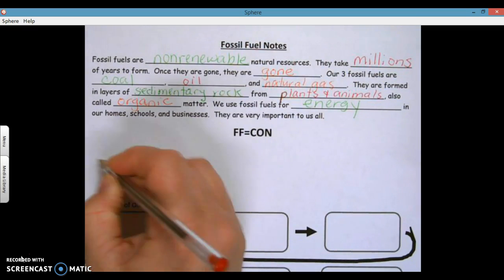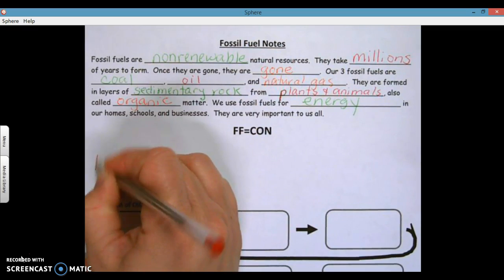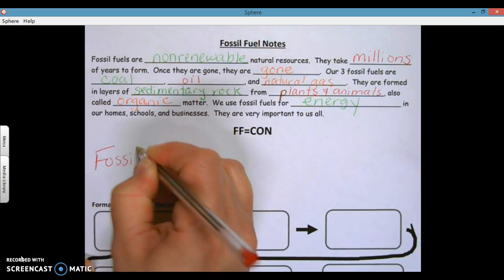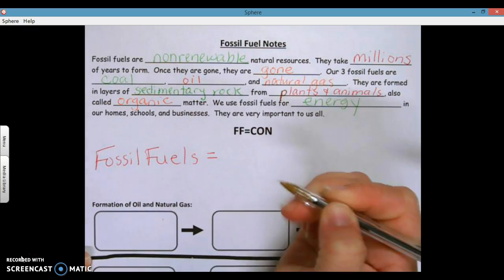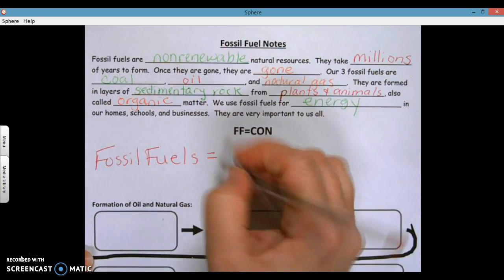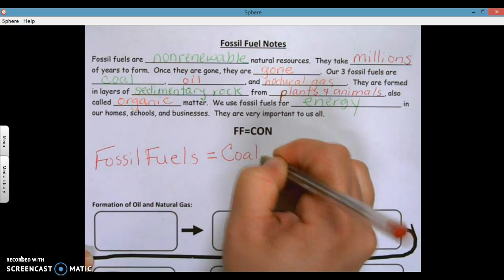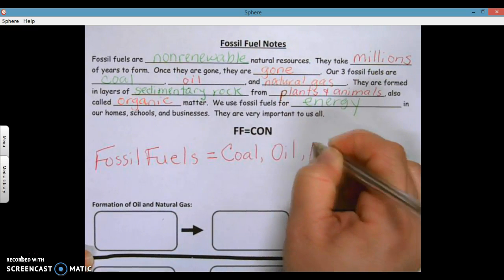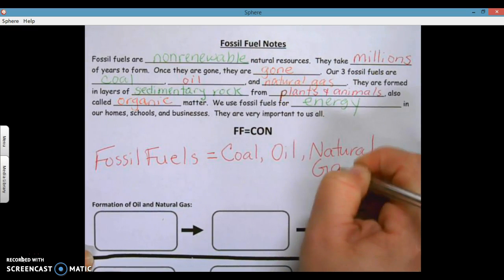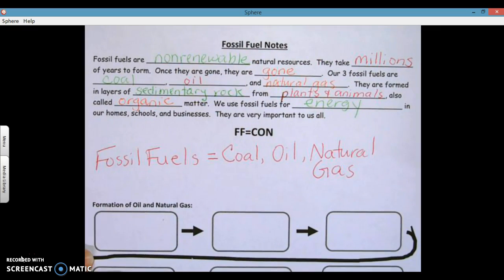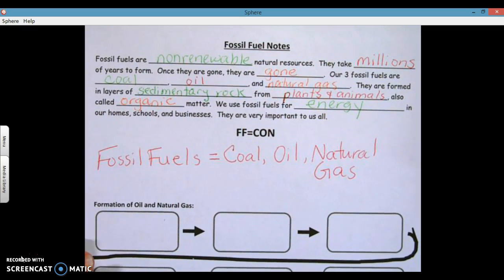So the FF stands for fossil fuels. And what does the con stand for? I'm sure you know. So fossil fuels equal coal, oil, and natural gas. So this is your strategy. Whenever you have questions that ask you about fossil fuels, you're going to write FF equals con, and you're going to know that fossil fuels equals coal, oil, and natural gas.